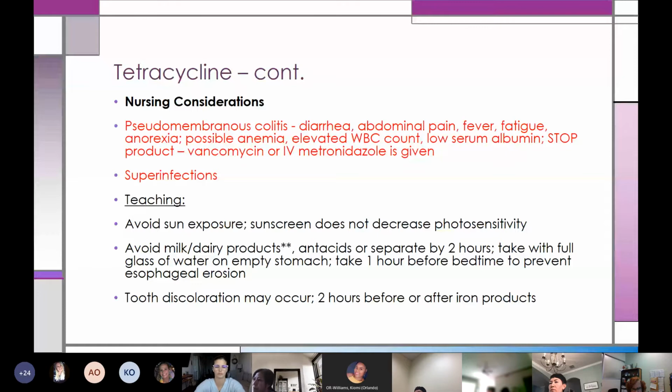We always stop tetracycline if we find this, and then if we need another substitute antibiotic, usually the doctor can order Vanco or Flagyl, which is metronidazole. All right, so that's what we do with that. Tetracycline causes those super infections, kills off all the good flora in the intestinal tract, and then all the bad stuff shows up.